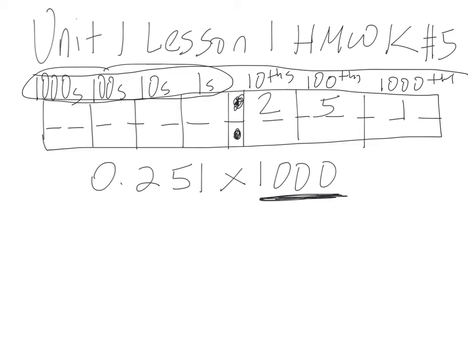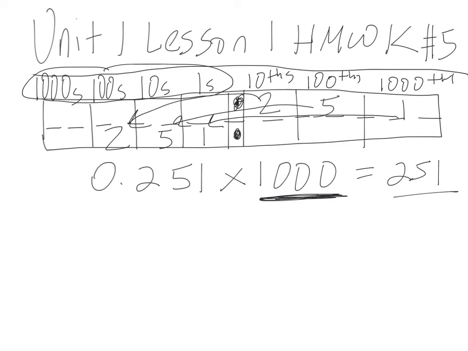So this 2 is going to go 3 places to here, and we're going to draw an arrow. And this 5 is going to move 3 places to here, and we're going to draw an arrow. And this 1 is going to move 3 places, and we're going to show that by moving an arrow. So our answer is going to be 251.